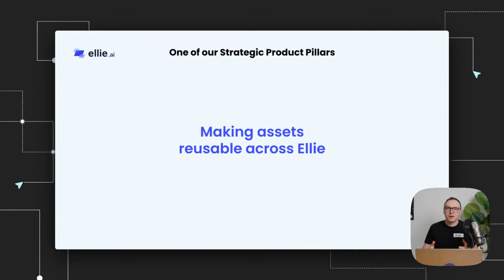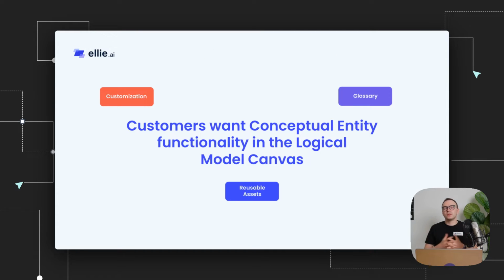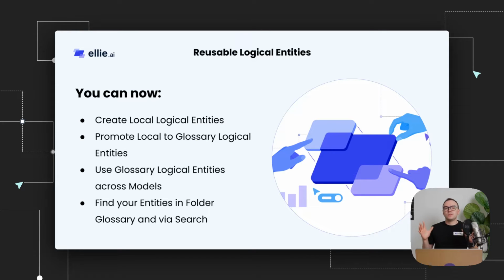What we heard from our customers is that they wanted to bring it to the rest of Ellie as well. As part of that, we learned very clearly that customers wanted to bring conceptual entity functionality to the logical model in Canvas. Specifically, they wanted to be able to customize the entity, metadata and attributes. They wanted to have glossaries for their logical entities, and they wanted to have them reusable, meaning that you could use the same entity across multiple models. And with this release, all of these features are here.